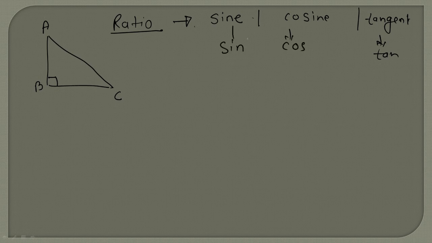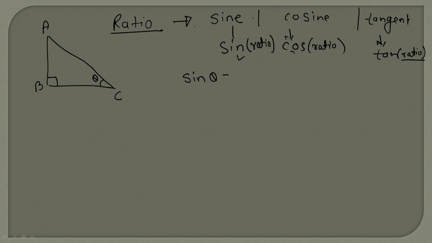So we have to find the ratio of sine, the ratio of cos, and the ratio of tan. So what is that ratio? There is a formula for this one: sine, cos and tan. Suppose I say sine, for that you need some angle. So let's say sine theta. Where is the theta? Let me assume this angle C is theta.